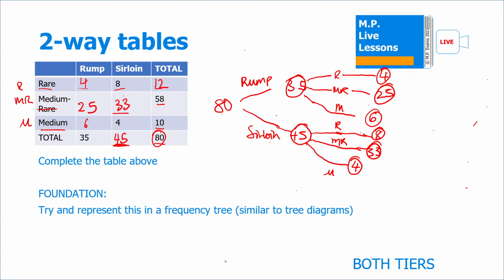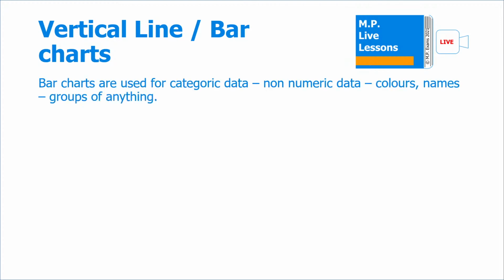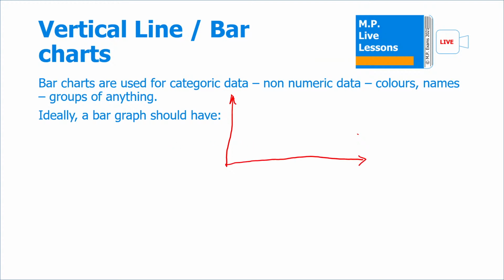Next, for both tiers, I think, are vertical line and bar charts. So bar charts are used for categoric data. So this involves non-numeric data, things like colors, names, or groups of anything. So ideally, a bar graph should have your axis labeled, a suitable scale on the y-axis, and then you'll have your bars, which ideally should be straight, and you should have little gaps in between.